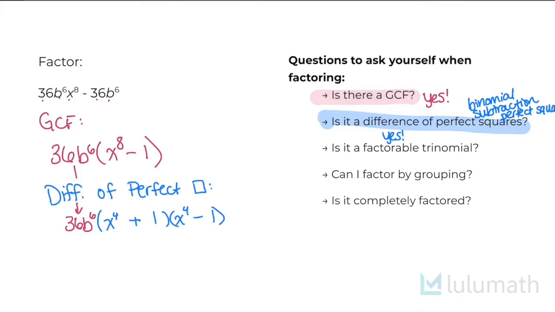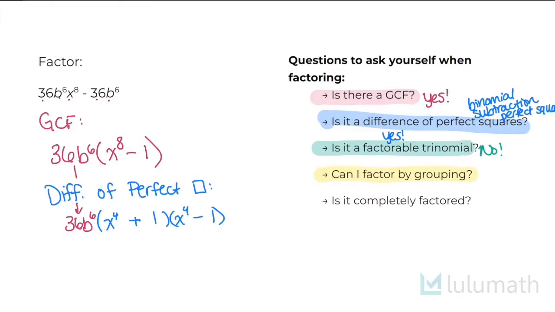Now I'm going to ask myself, for each one of my factors, is it a factorable trinomial? My first factor is a monomial, so no, it is not. My second factor is a binomial, so it's not a factorable trinomial. And my third factor is also a binomial, so no, there are no factorable trinomials.